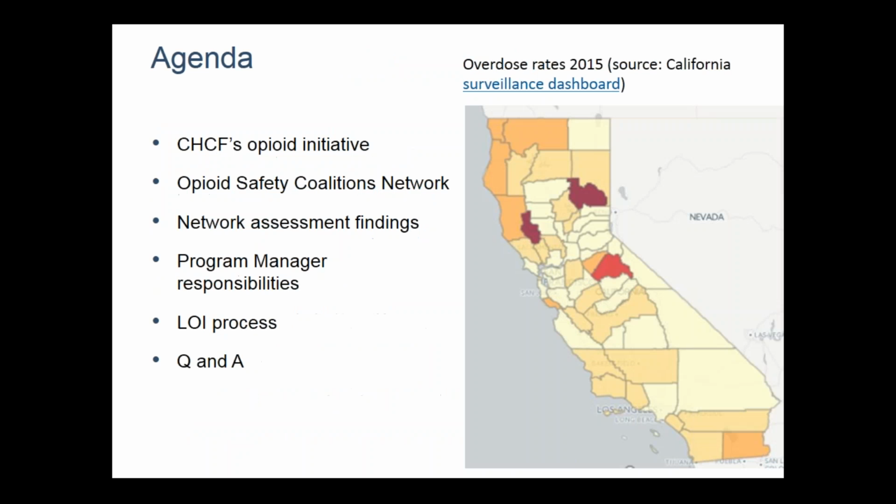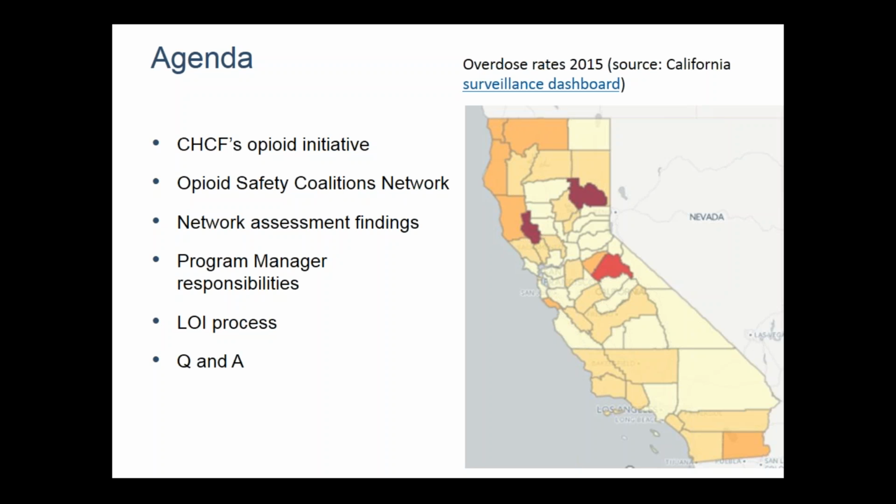During this session, I'll be going through a little bit of background for those of you who don't know us well. We'll be talking briefly about the California Healthcare Foundation's opioid initiative and an overview of the coalitions network. We're going to talk about an assessment that we commissioned and some of the findings from that assessment, and then what we're hoping the program manager would take on, and a bit about the letter of interest process, and then of course questions at the end.